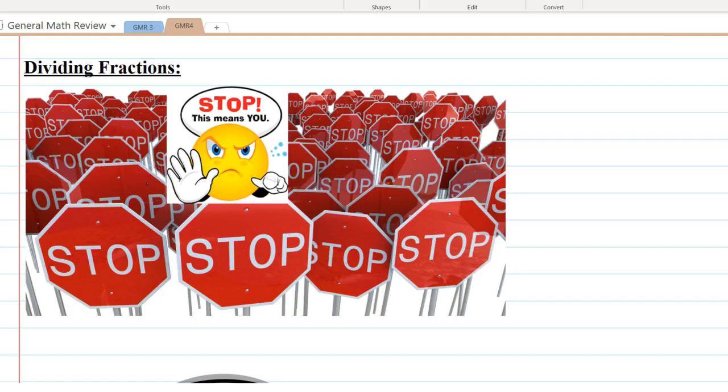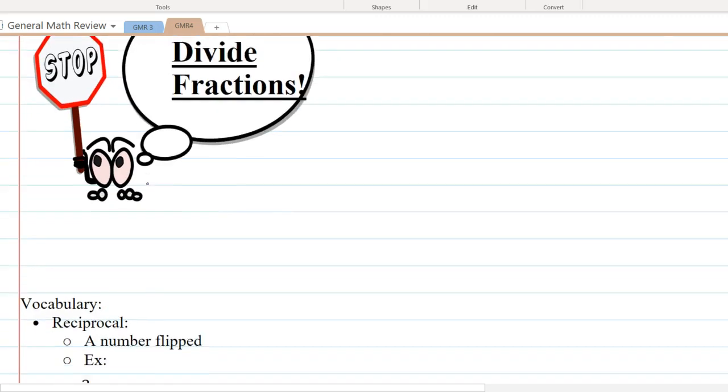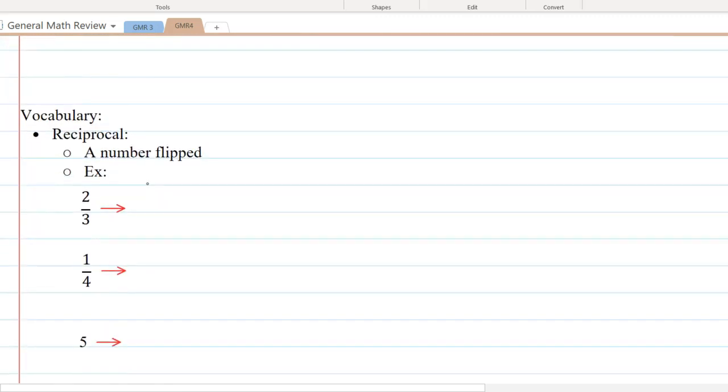Moving on to dividing fractions. Stop. You will never, ever divide fractions. Never. Just in case you need to see it again, you will never divide fractions. Before we get into what you actually do, let's talk about some vocabulary. First off, a reciprocal. What is the reciprocal? It's a number that's been flipped.